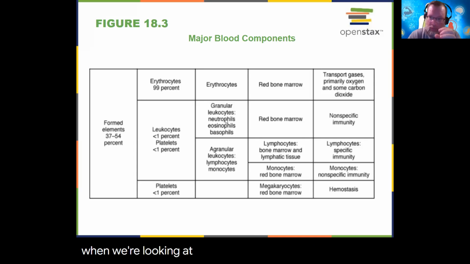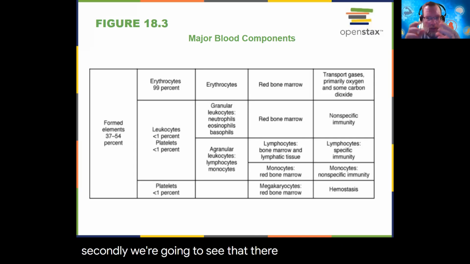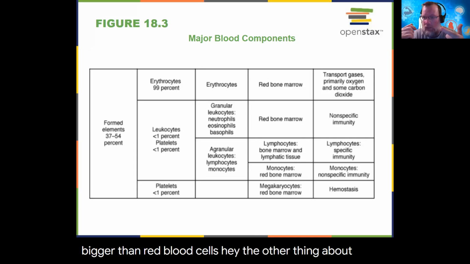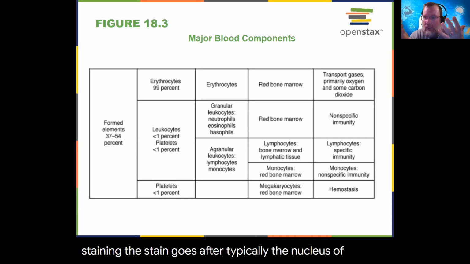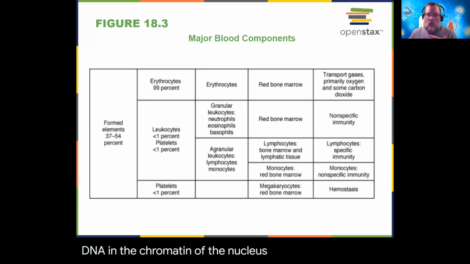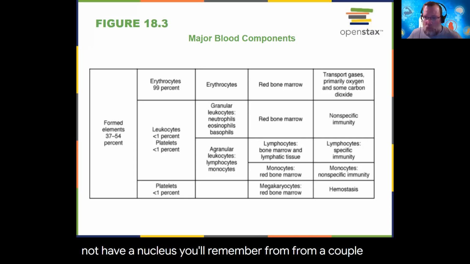So when we're looking at a blood smear, which we'll do on Wednesday or on Thursday, we're going to see that the white blood cells are usually very few in number, for one thing. Secondly, they're usually a little bit bigger than red blood cells. The other thing about white blood cells and staining is, when we do microscope staining, the stain goes after typically the nucleus, the DNA and the chromatin of the nucleus. Red blood cells do not have a nucleus. You'll remember that from several weeks ago.